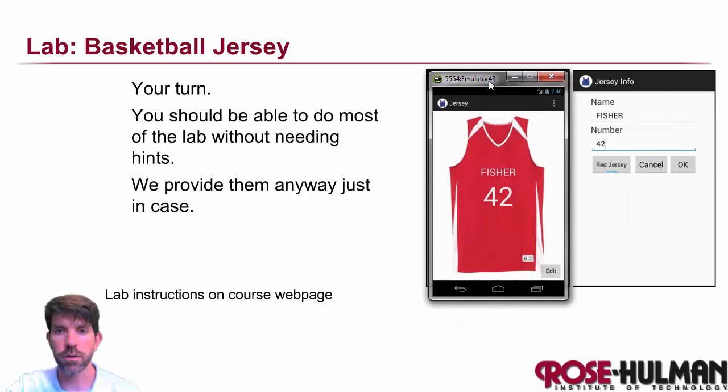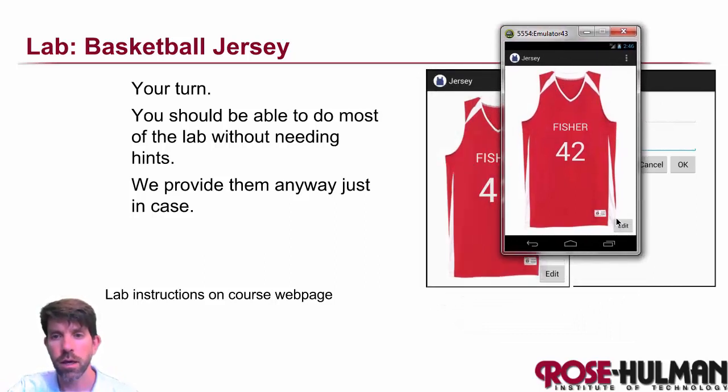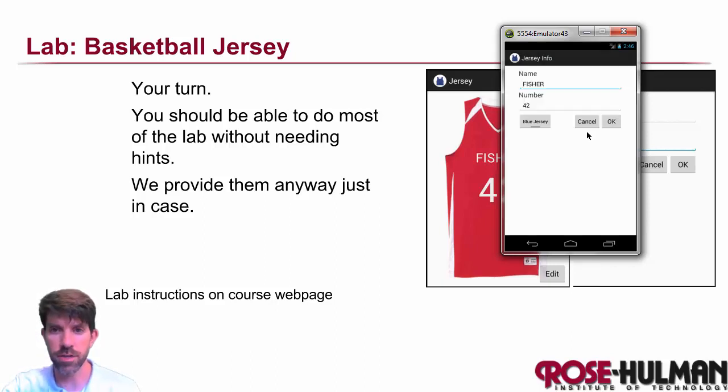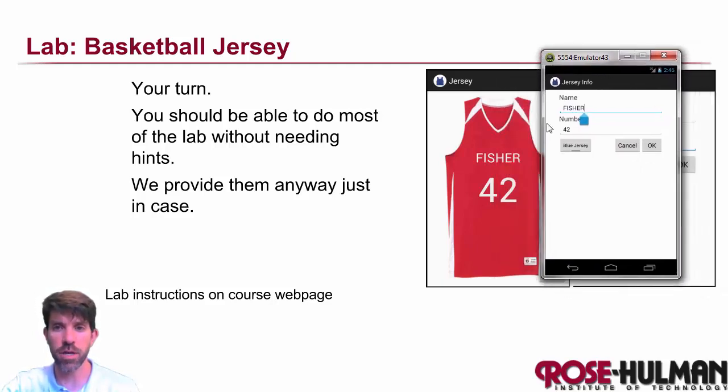So here's my emulator up and running. I have some default information that loads. You get to pick whatever you want to put here. If I click edit, then it's going to launch a second activity that will actually pass that information. So it'll put in some text here.